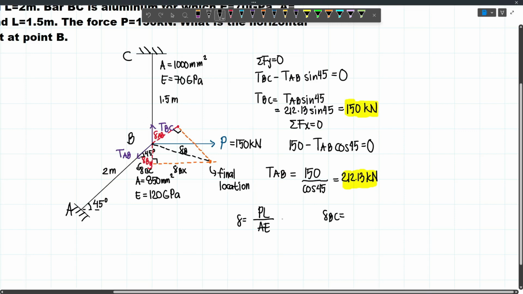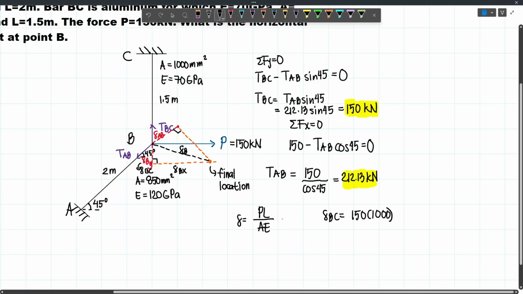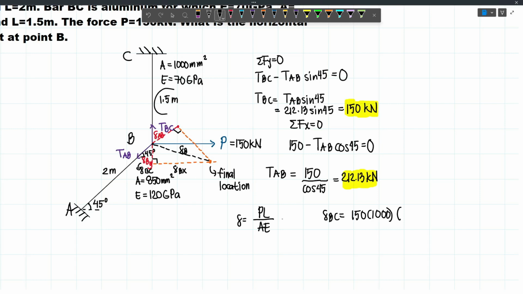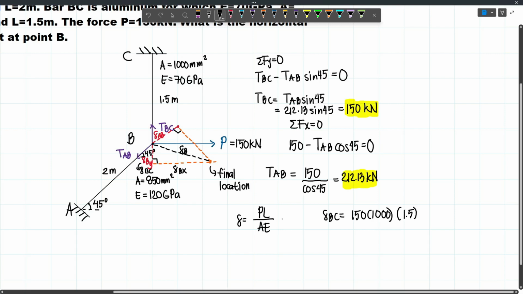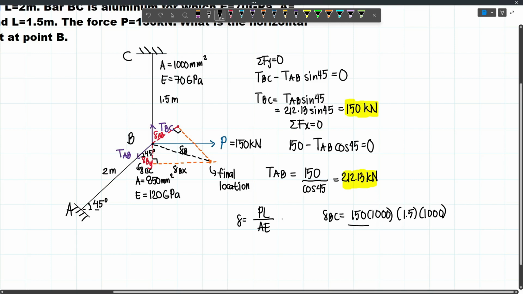Now ang atong gamiton nga force is kani siyang 150 kN. So 150 times 1,000, mao na siya ang atong P. And then ang atong L, kay kani siyang 1.5 meters. So 1.5 times 1,000. Now again, ang pag-multiply natong 1,000 para ma-consistent ang atong units.